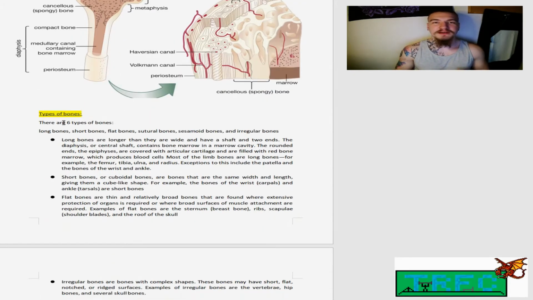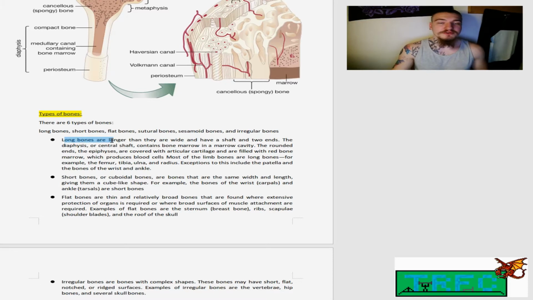Now then, you might think that all the bones in your body are the same, but there are actually types, and these are based on their structure, shape and size. So there are 6 types. You've got the long bones, the short bones, the flat bones, the sutural bones, the sesamoid bones, and the irregular bones. We'll start off with the long bones.